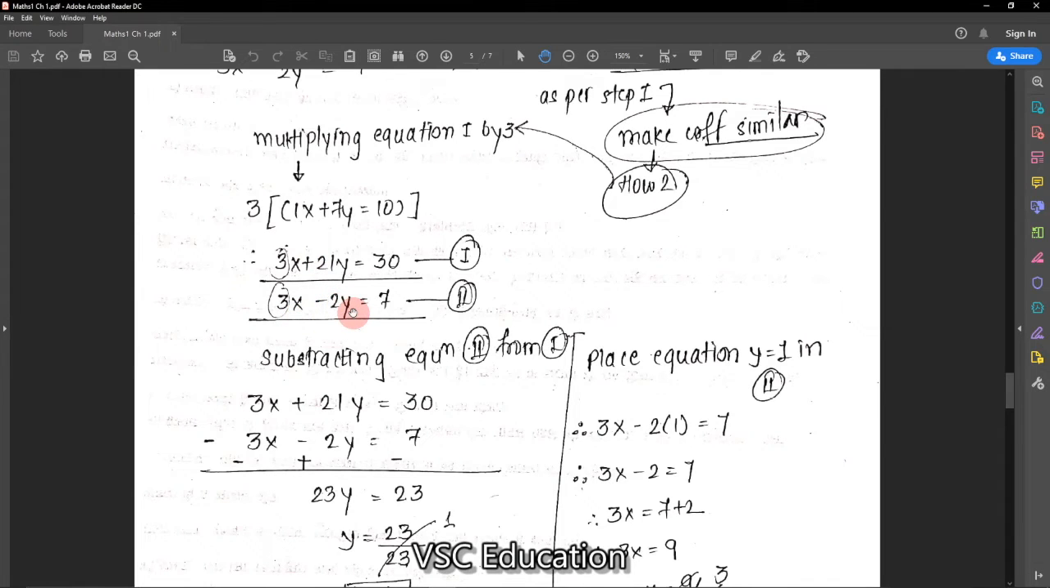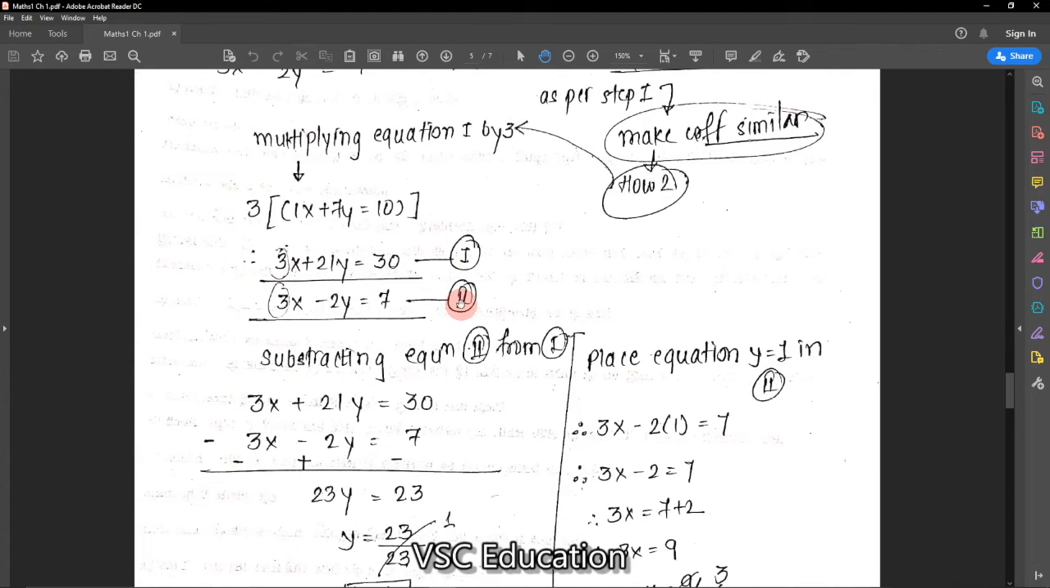3x minus 2y is equal to 7. 3x plus 7y is equal to 10. Multiply by 3. So 3 into 1, that is 3x. 3 into 7, that is 21y, is equal to 30. That is the first equation. Okay, this is your first equation now: 3x plus 21y is equal to 30.